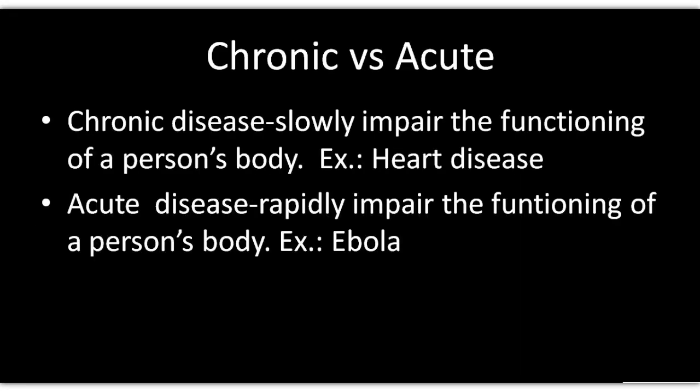Okay, different types of listings for diseases. We mentioned these a little bit earlier on, but this is the second of three times that we'll mention them. Chronic disease is something that comes on slowly. Heart disease is a good example of that. And acute disease is something that comes on rather quickly, and that would be Ebola.